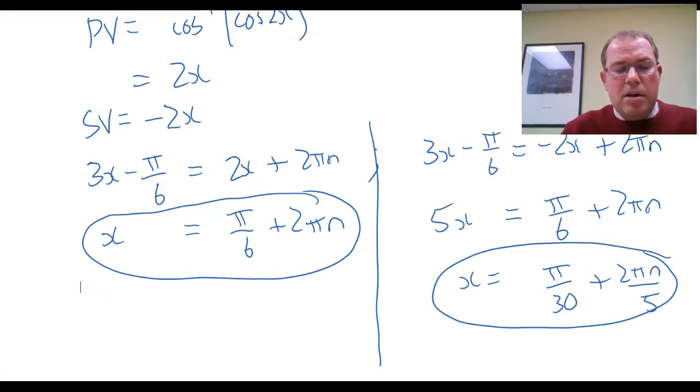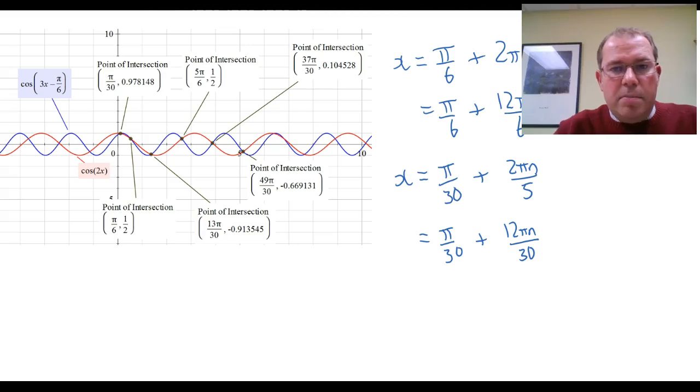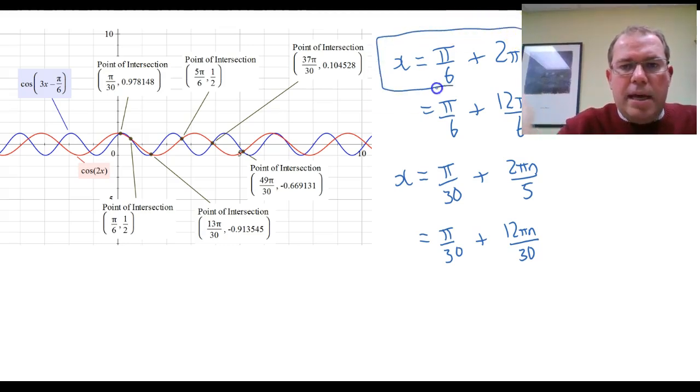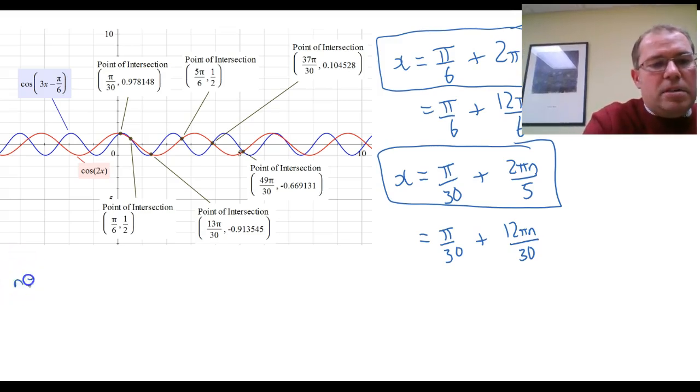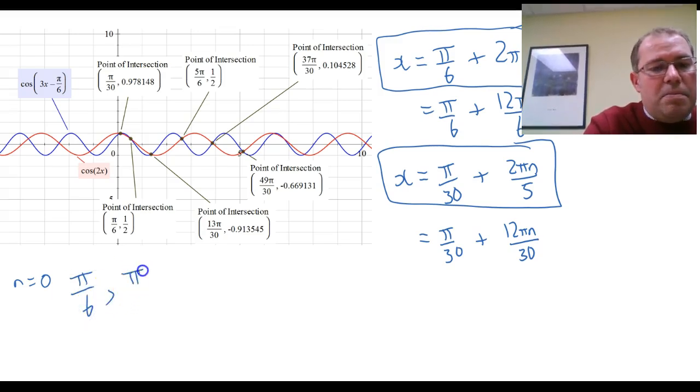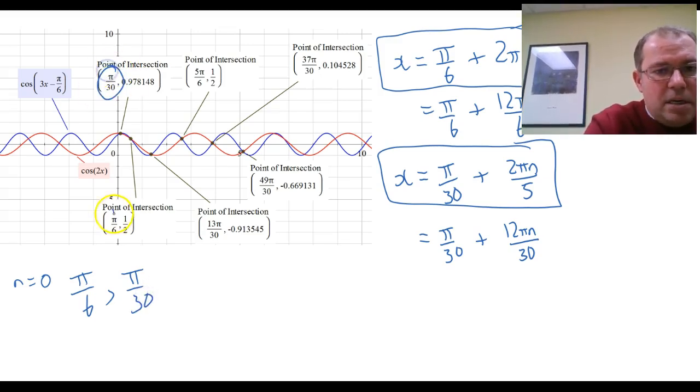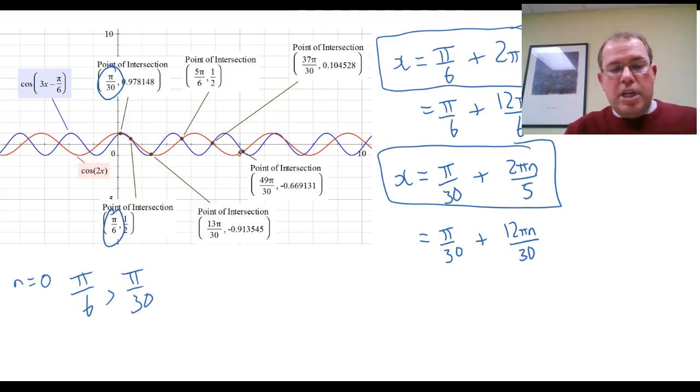Let's see what that looks like on the graph. So here you can see I've got my two general solutions again, x equals pi over 6 plus 2 pi n, and x equals pi over 30 plus 2 pi n over 5. And I've actually written them with common denominators underneath, so it's easier for me to put values n equals 0, 1, 2 in. So let's put n equals 0 in first, both of them. If I put n equals 0, it gives me pi over 6 in my top one, and it gives me pi over 30 in my bottom one. And we can see on the graph, there's the pi over 30, and there's the pi over 6. So it's generating the same answers.